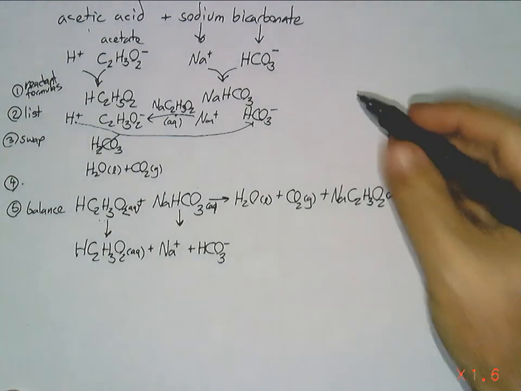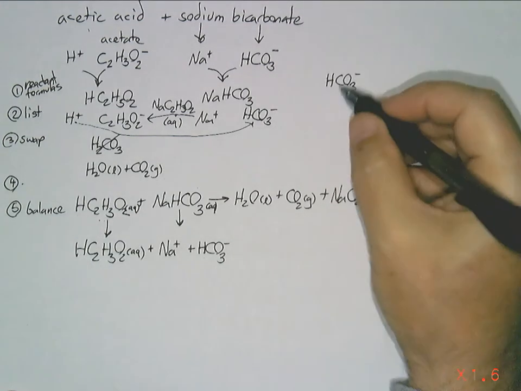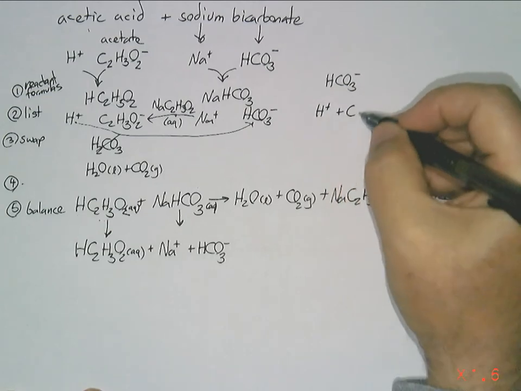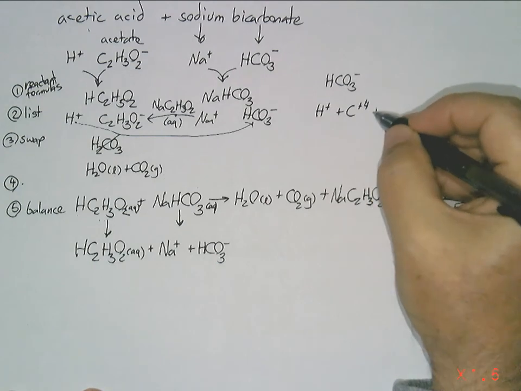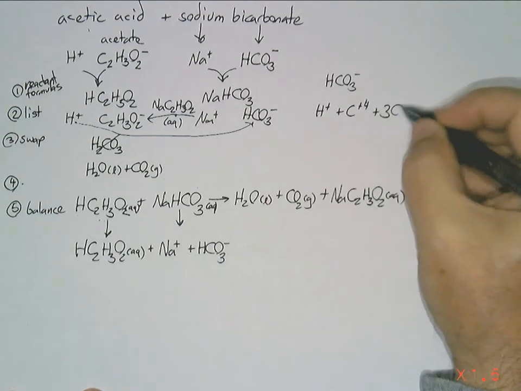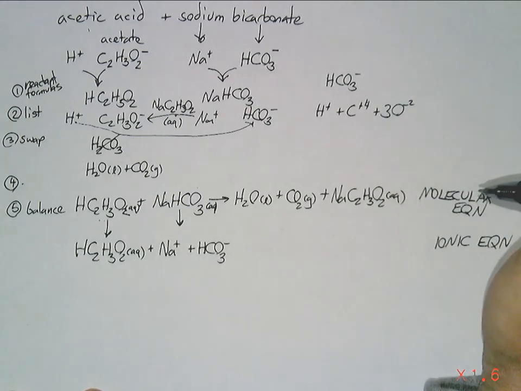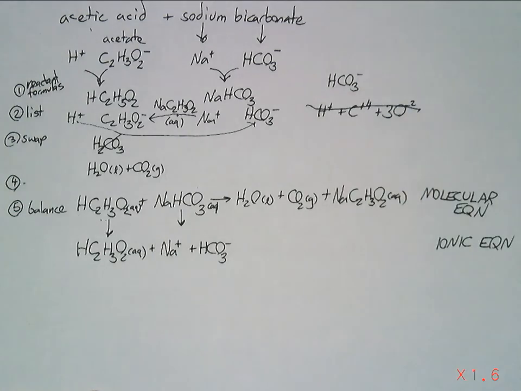And somebody who doesn't know their polyatomic ions might be tempted to say, okay, well this is H plus C minus, or plus 4 plus 3O minus 2, or something like that. They might say something like that, and that's not right. You've got to leave the polyatomic ions alone. Don't break them down any farther than that.